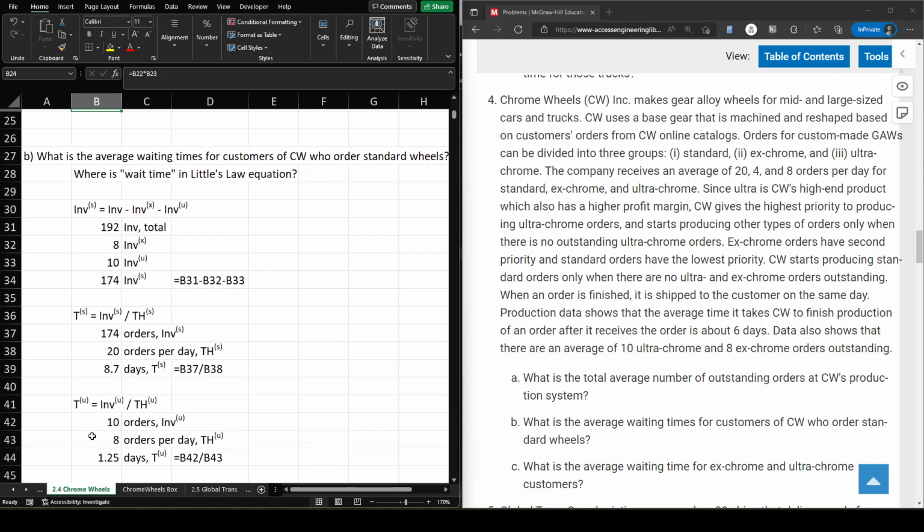The second part, B, is what is the average waiting time for customers who order standard wheels.